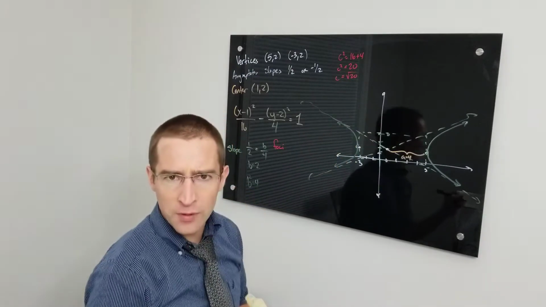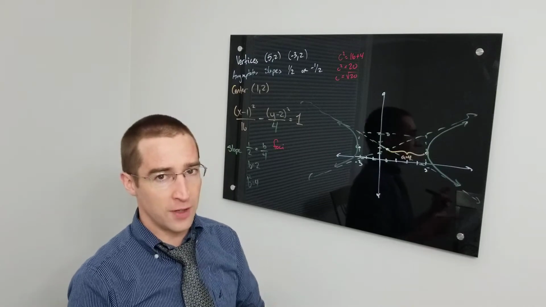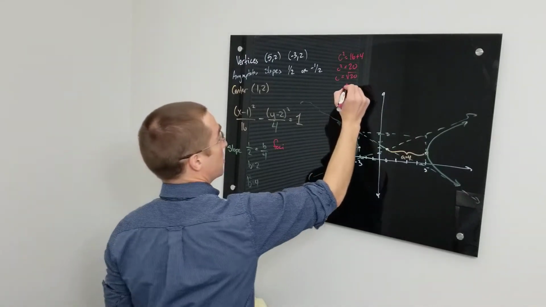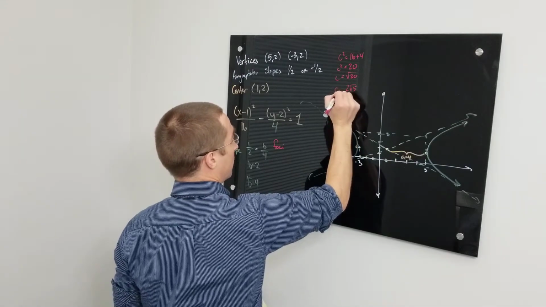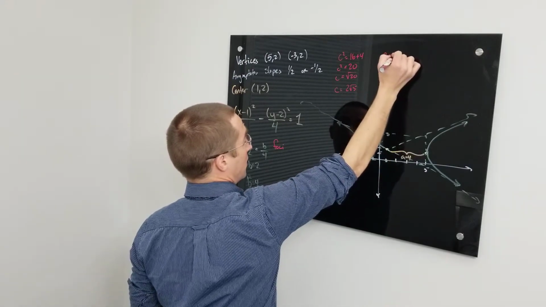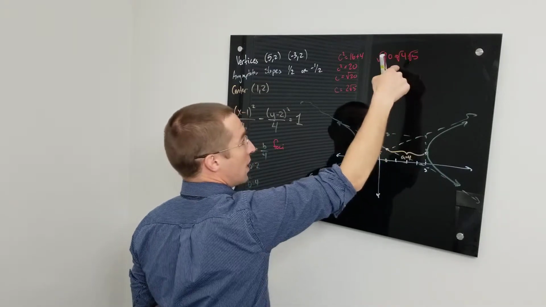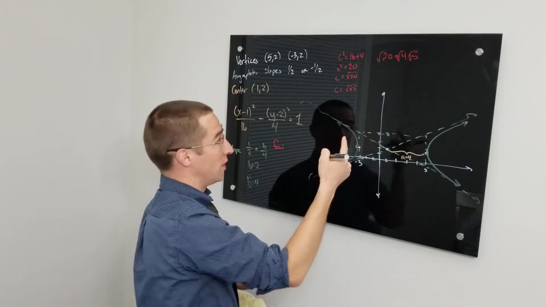We know that 4 divides into 20. 4 times 5 is 20. So we can factor out that square root of 4. Square root of 4 is 2. So it's 2 square roots of 5. Right, 20 is 4 times 5, square root, square root, square root. Square root of 4 is 2. That's where the 2 root 5 comes from.